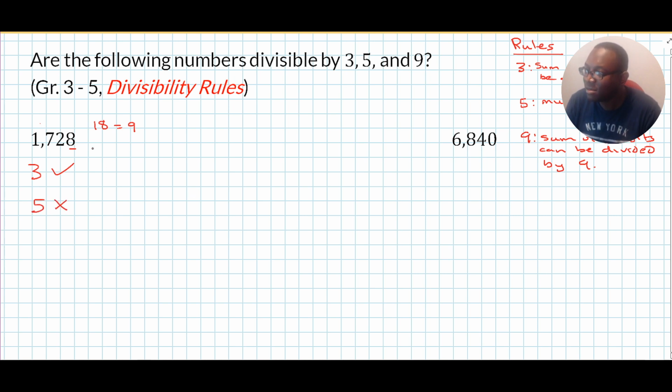Then for 9, we already added the digits, and we can see that it's 9. So 9 can be divided by 9, so that's what you have.